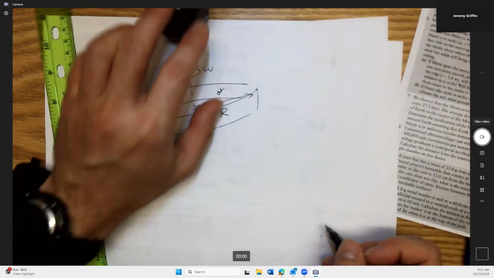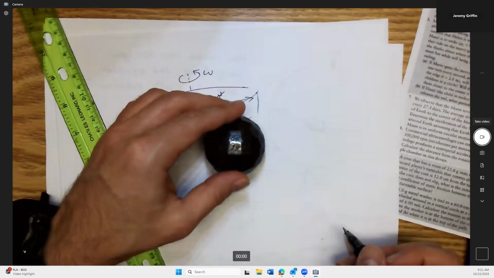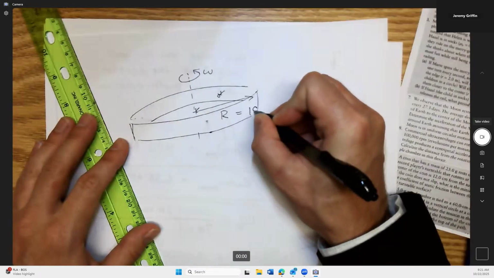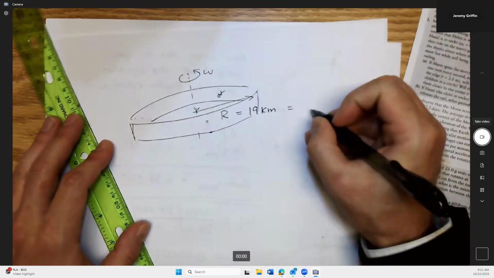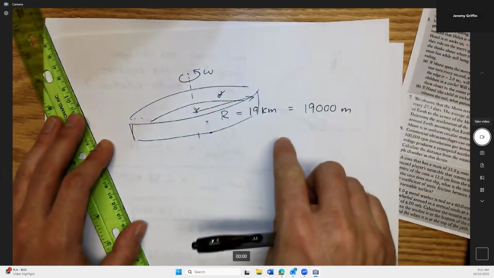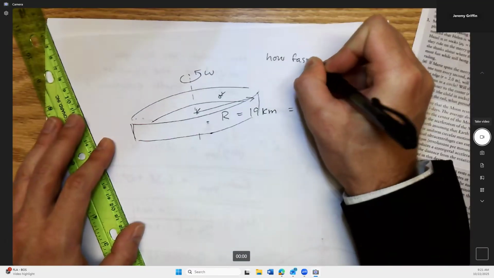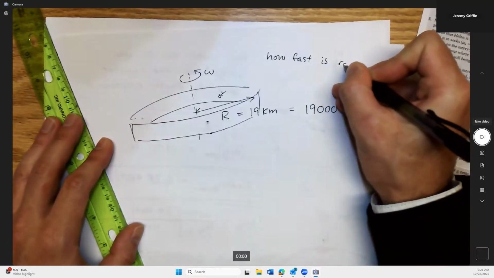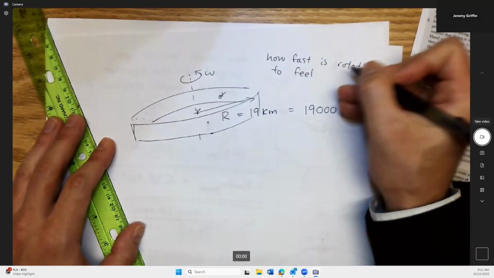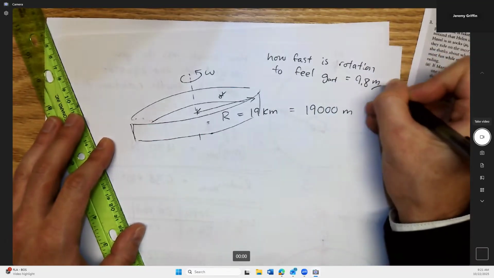So, let's come up with a random number. Let's go 19 kilometers. So let's say radius is 19 kilometers. How many meters is that? 19,000 meters. Right, so how fast is the rotation to feel artificial gravity equals 9.8 meters per second squared?